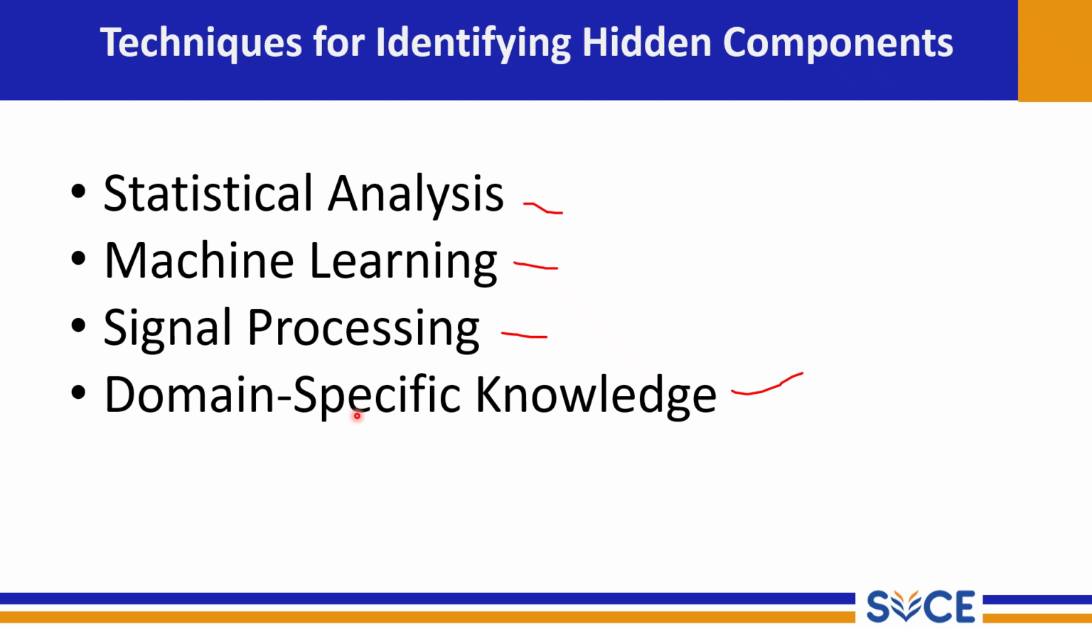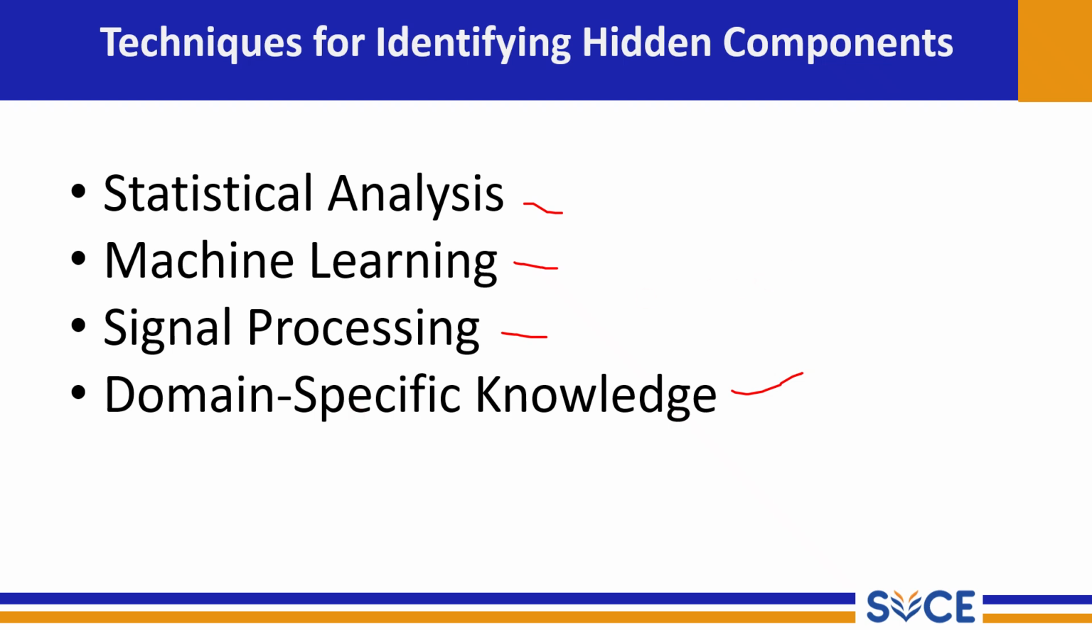And the third one, physical models. Developing some physical models of the system can help to understand the relationship between the different components and helps to identify the hidden variables also. Okay, so these are the techniques which are involved for identifying the hidden components.